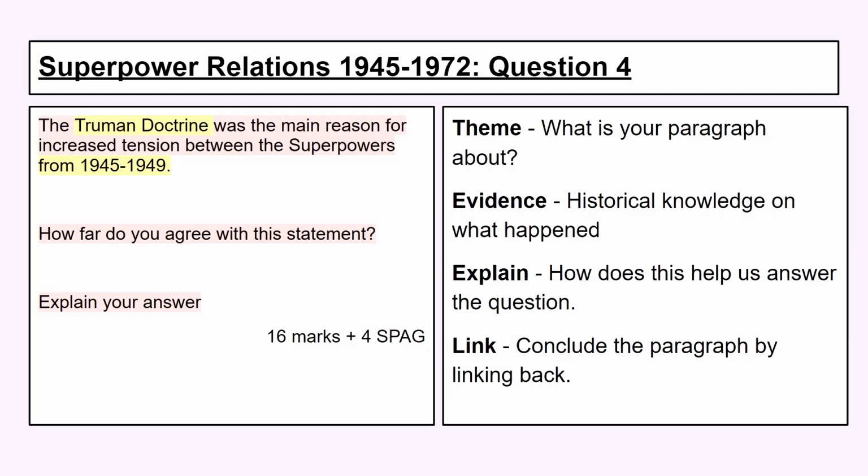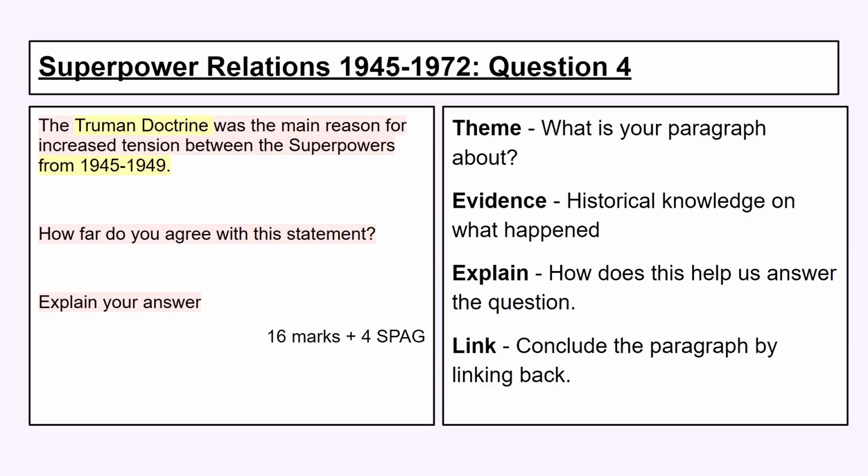We then bring in our evidence. This is our historic knowledge on what happened during the events. This isn't the main focus of the question, though. We don't want to get too hung up on this one. Just 3 sentences or so of precise information will be enough. Because the main focus of the paragraph is explaining. How does this help us answer the question? Why does this cause tension? And this should be the largest part of the paragraph because it's what the question wants.